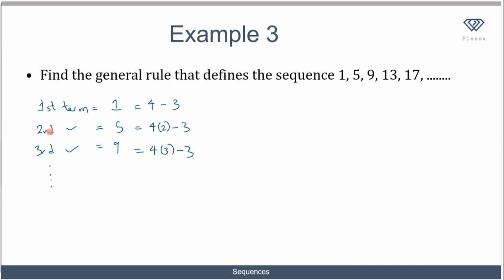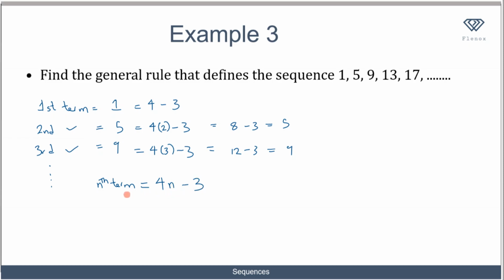Here in the second term, I'm multiplying 4 by the number of the term, in this case 2, minus 3, which will give me 5, because 4 times 2 is what? 8 minus 3, which gives me 5. 4 times 3 is 12, minus 3, which gives me 9. So as you can see, I can write it in this form. So in general, I can write that the nth term is given by what? 4 times n minus 3.